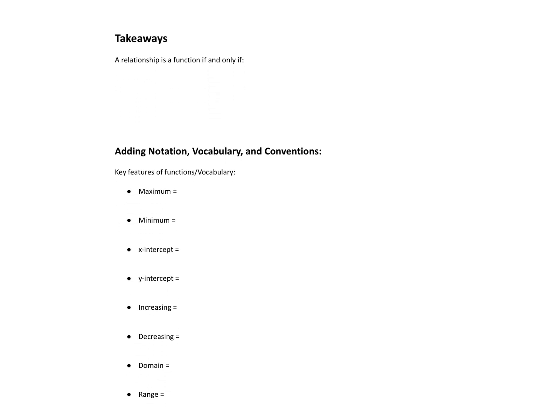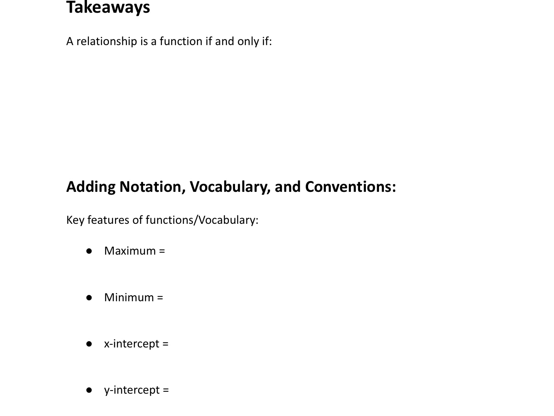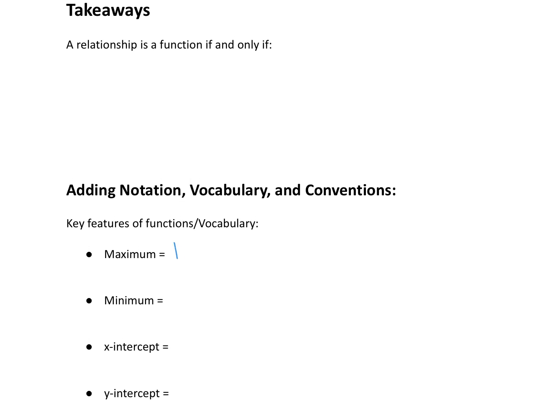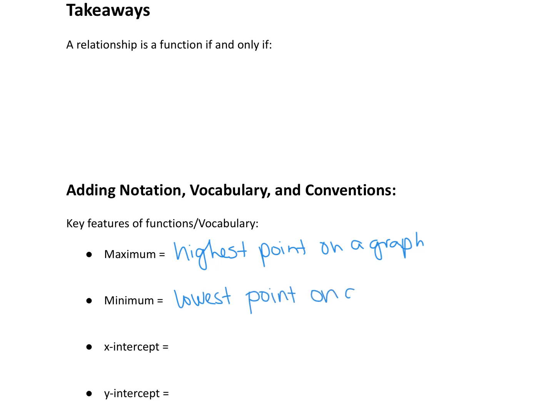Some key features that we're seeing is the maximum, right? So that was the highest point on our graph. Highest point on a graph. Also the minimum. That was our lowest point on a graph.